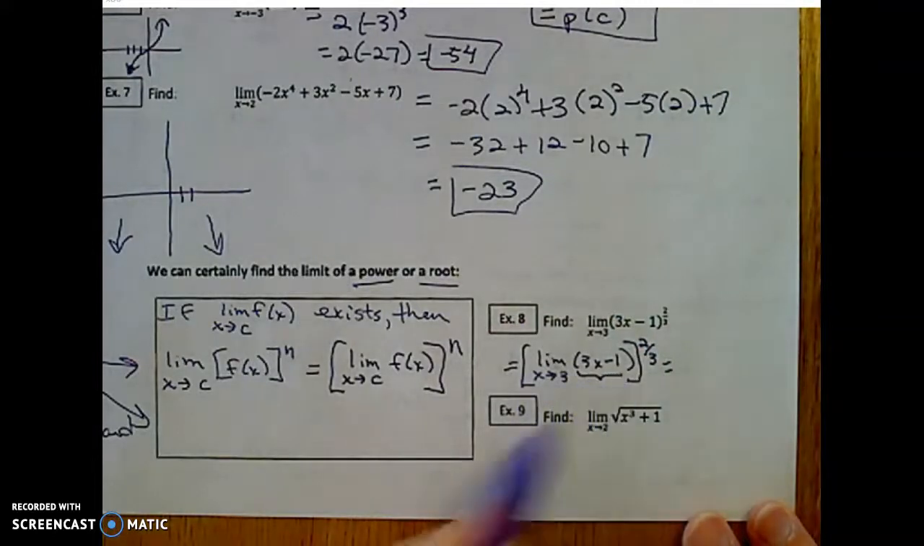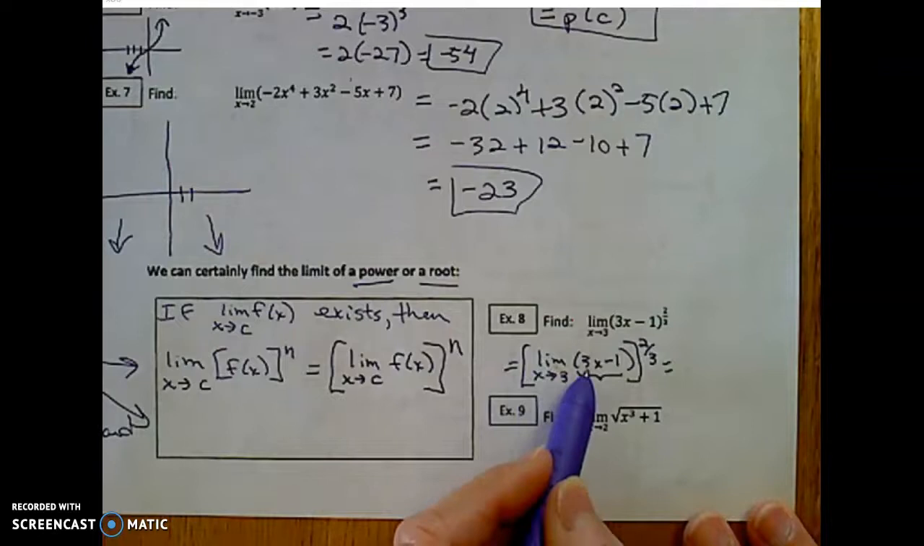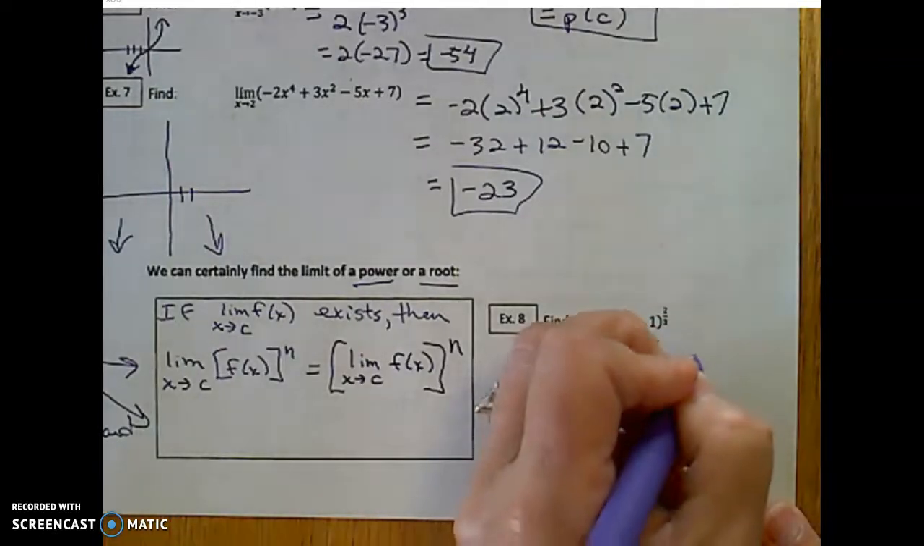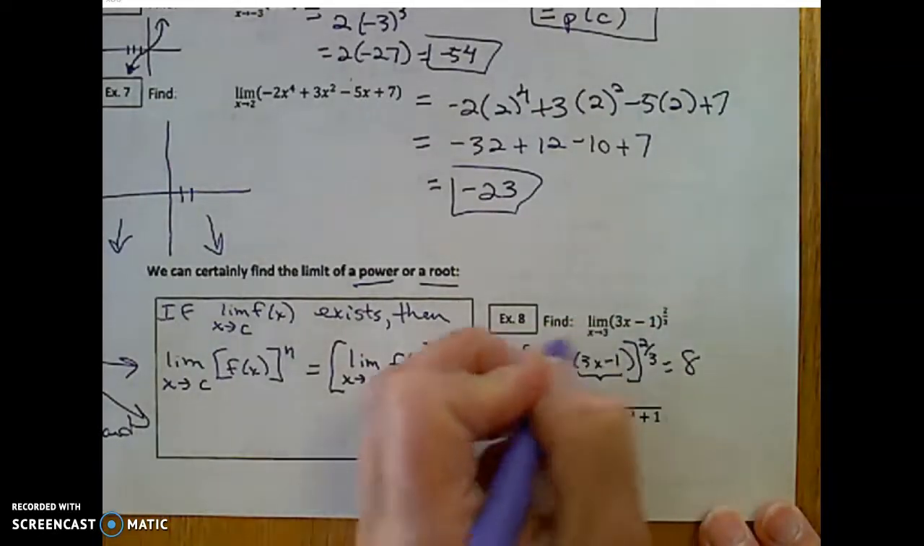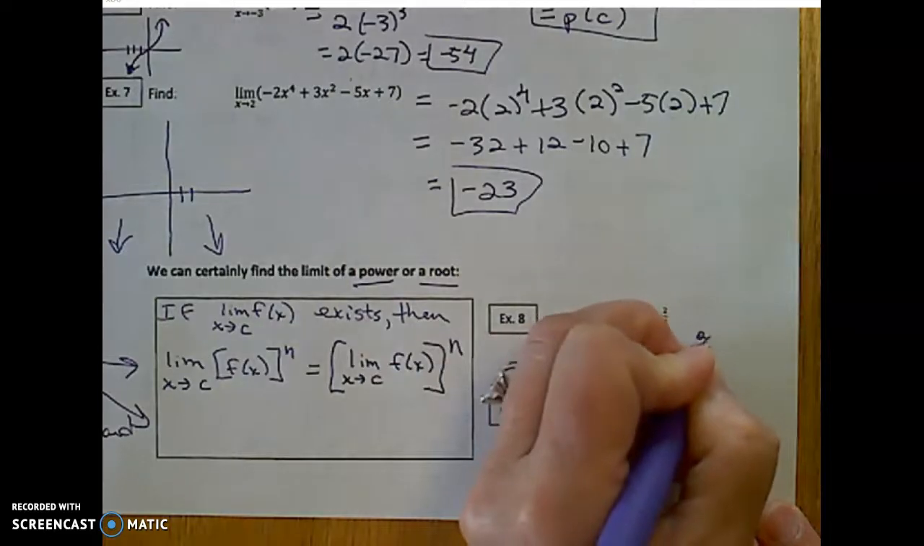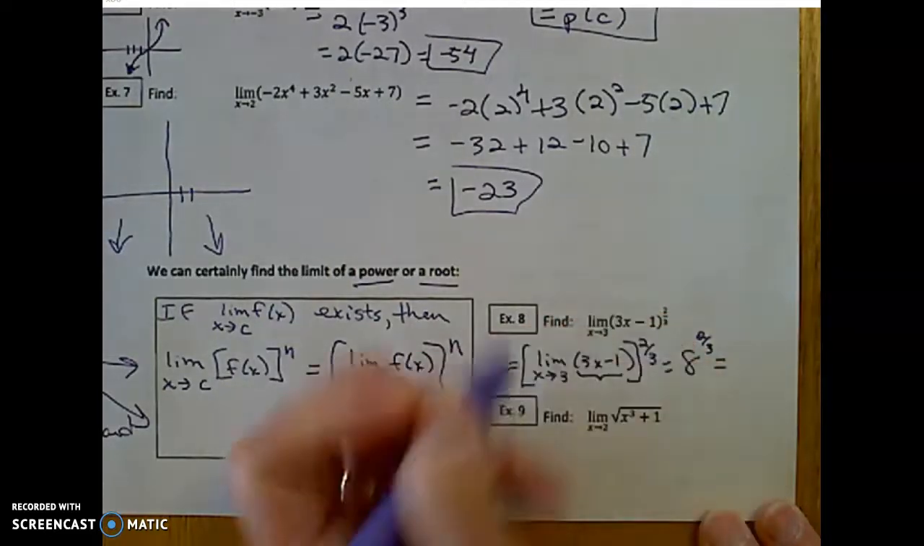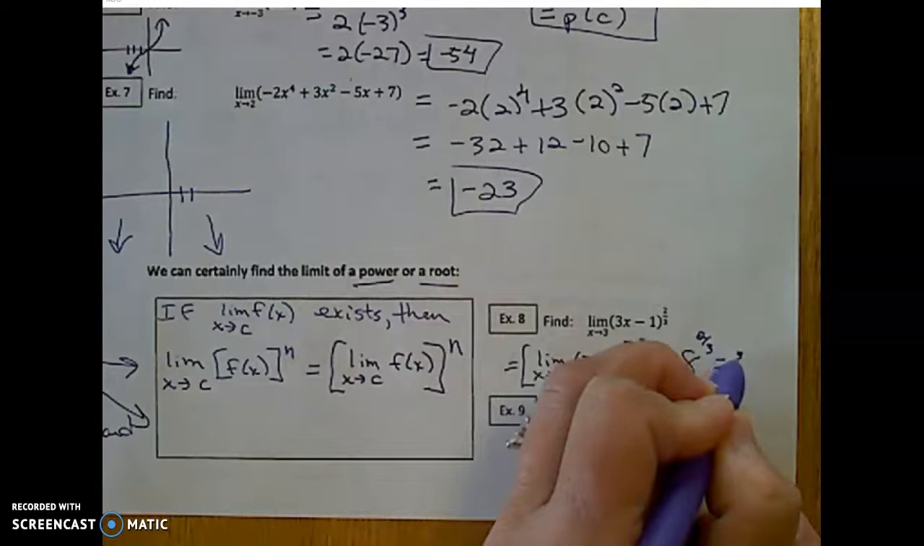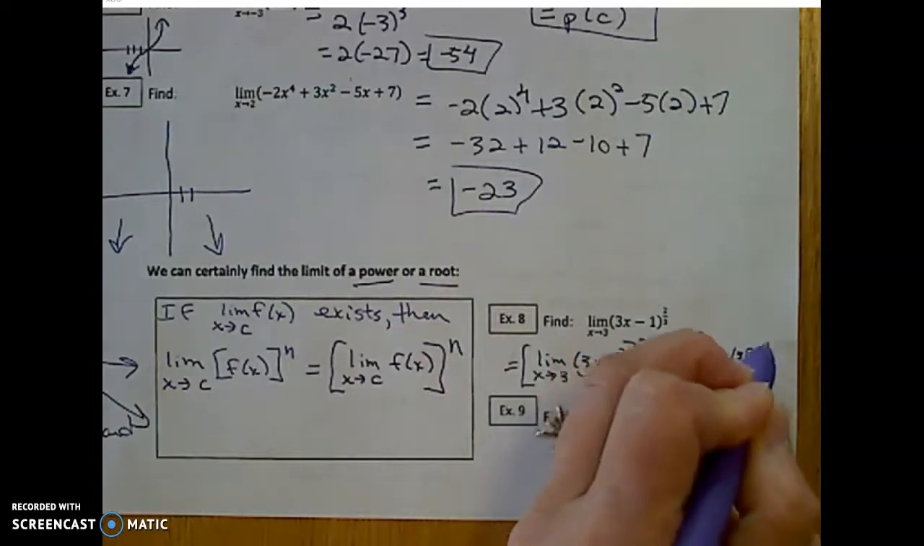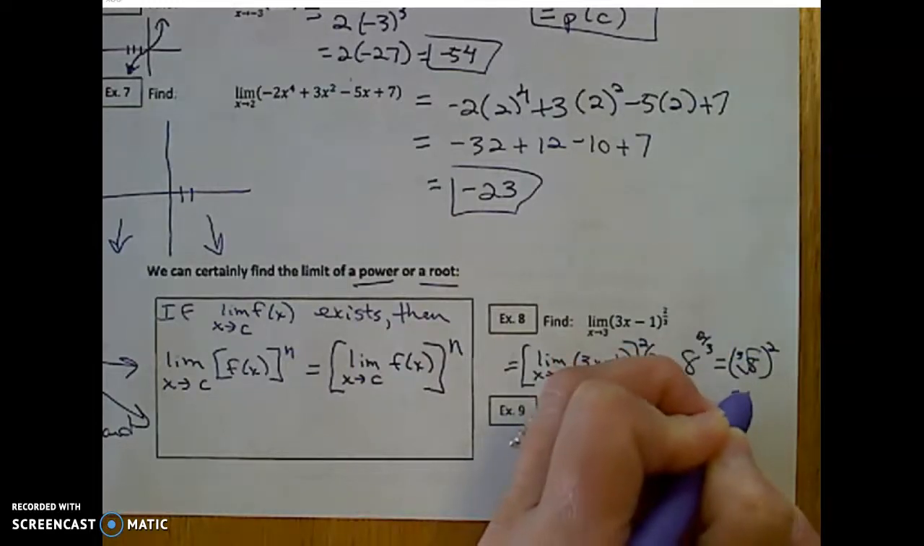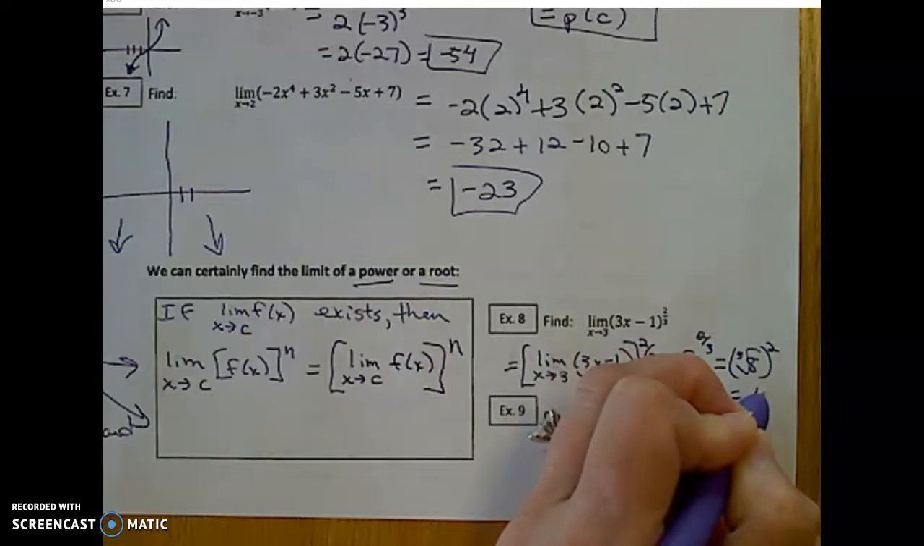This is polynomial, it's just linear, so I can plug in 3. That's 3 times 3 is 9, minus 1 is 8. The value of this limit is 8, and I can raise that to the 2/3 power. The root is on the bottom, just like a tree. That's the cube root of 8 squared, which is 2 squared, which is 4.